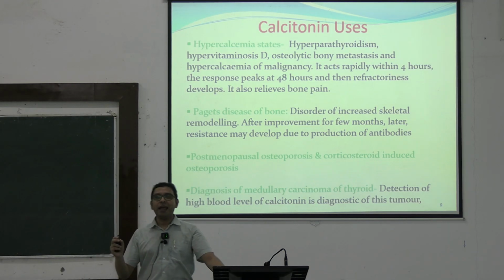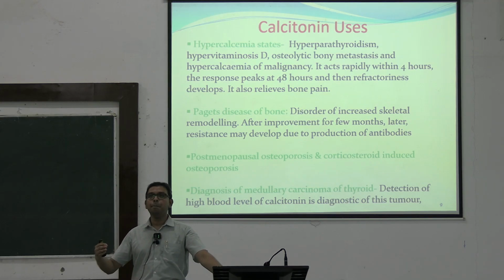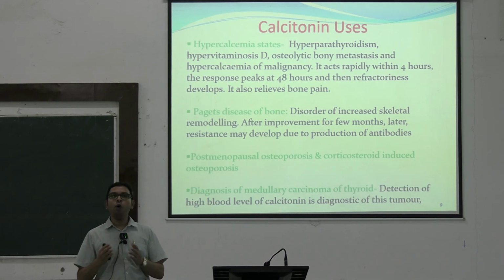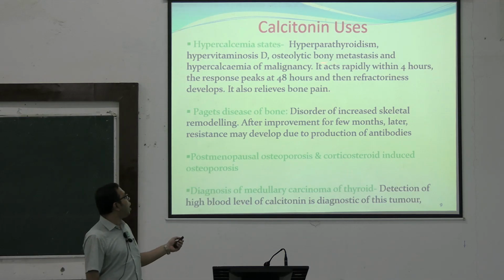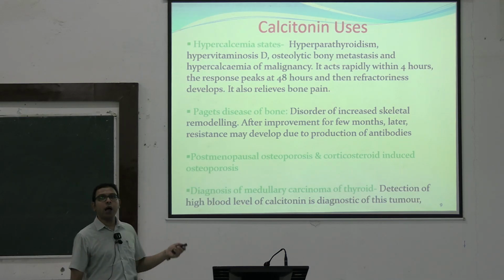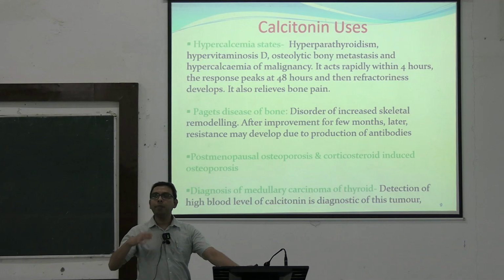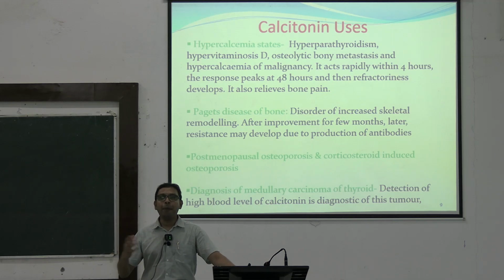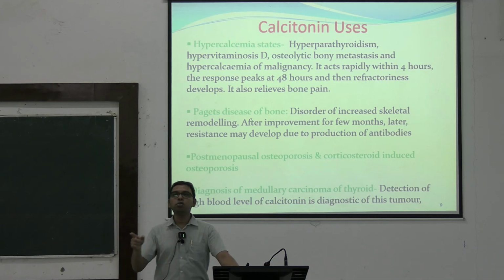So when there is some cancer and this cancer ultimately metastasizes to the bone, there will be some osteolytic bony metastasis. The bones will be more broken, there will be more resorption of the bone and more calcium will be available in the blood. So osteolytic bone metastasis and hypercalcemia of the malignancy. In different types of cancer, the calcium level also rises because the cell growth will be more. When the cell growth is aberrant, abnormal cell growth, there will be more calcium available within the plasma. So all this leads to hypercalcemia.